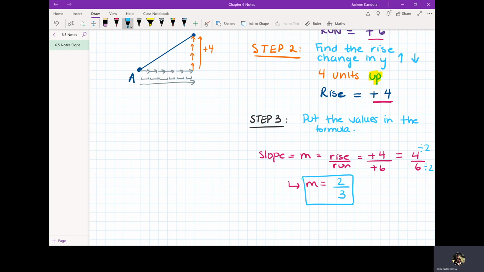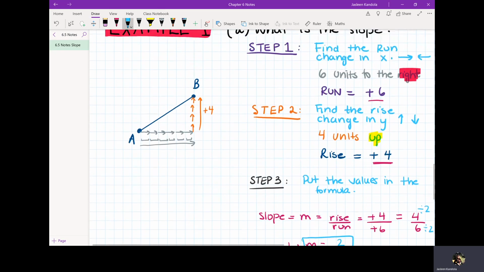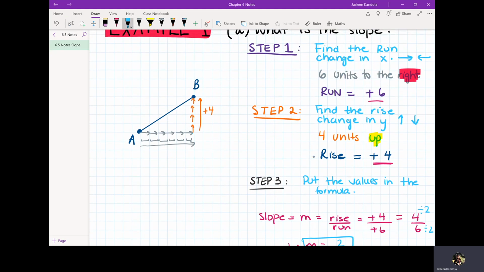From here, I'm going to show you, when in step 1 I said to find run, what if I wanted to go from point B to A? What if I wanted to go this way? You can, it's all up to you. You can start at any point. It doesn't matter if you started at A. So what if I found the run this way first, and then went from here? What would our slope be? Would it be the same? Well, let's try it.